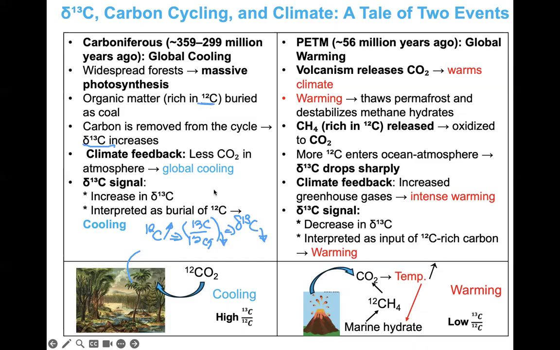For the plants, we have a loss of C12, which means in the plants right here, delta 13C will decrease. And because you remove C12 from the air, in the atmosphere, C12 in the atmosphere will decrease. So this value here, C12, decreases, which means the whole thing increases. So delta C13 increases, I'm talking here about the atmosphere.